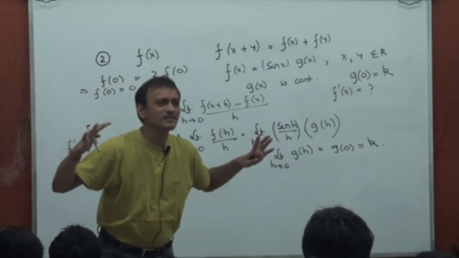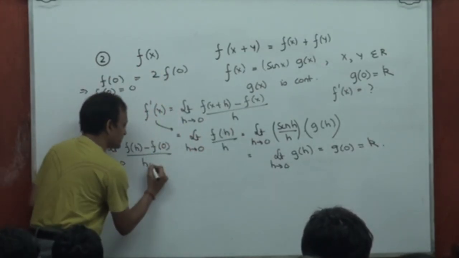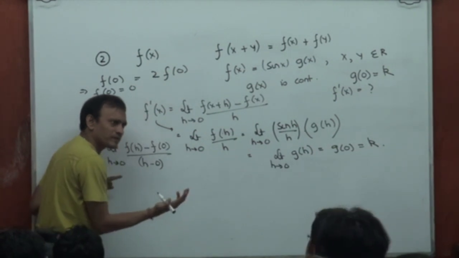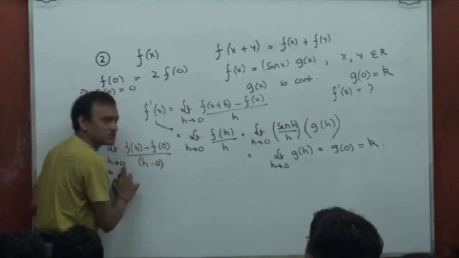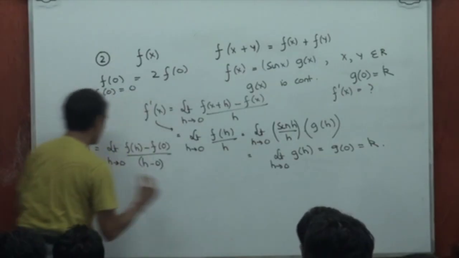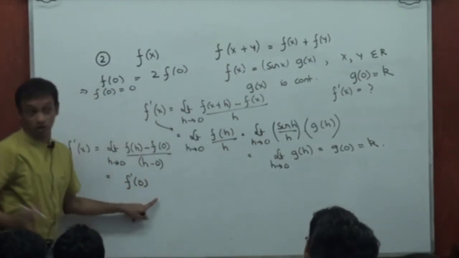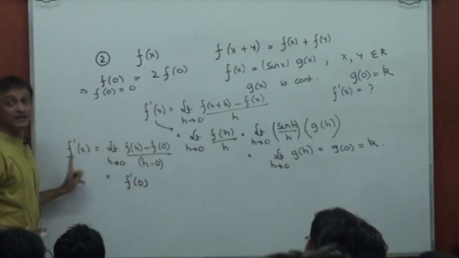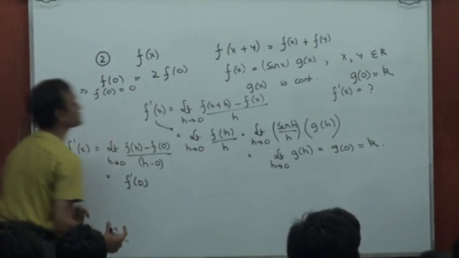f dash, this is f(h) minus f(0) by h minus 0. Limit of f(something) minus f(0) by something minus 0, as that something tends to 0, is f dash 0, isn't it? So this is f dash 0, which is the derivative of f(x) at x equal to 0. So this is a constant. That means f dash x is a constant.